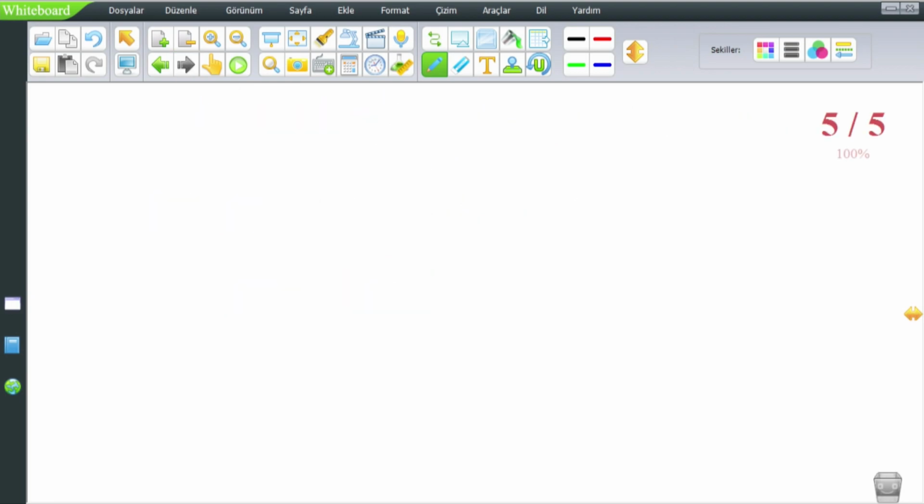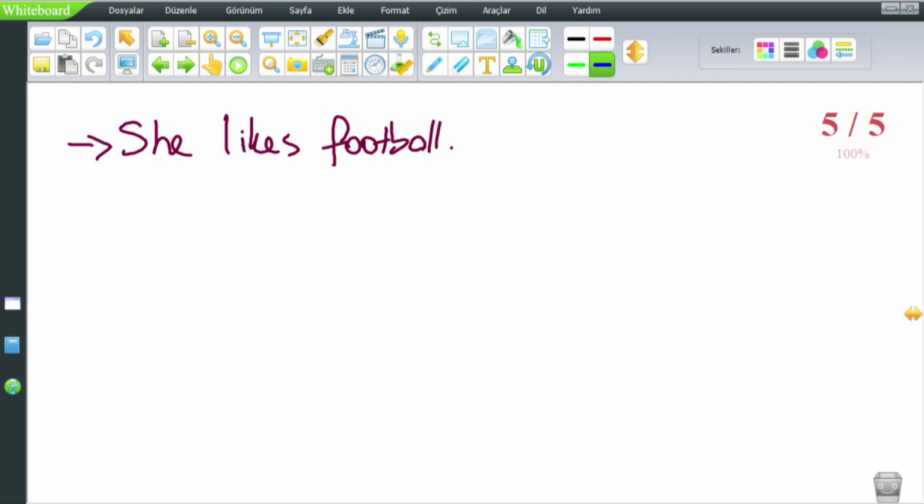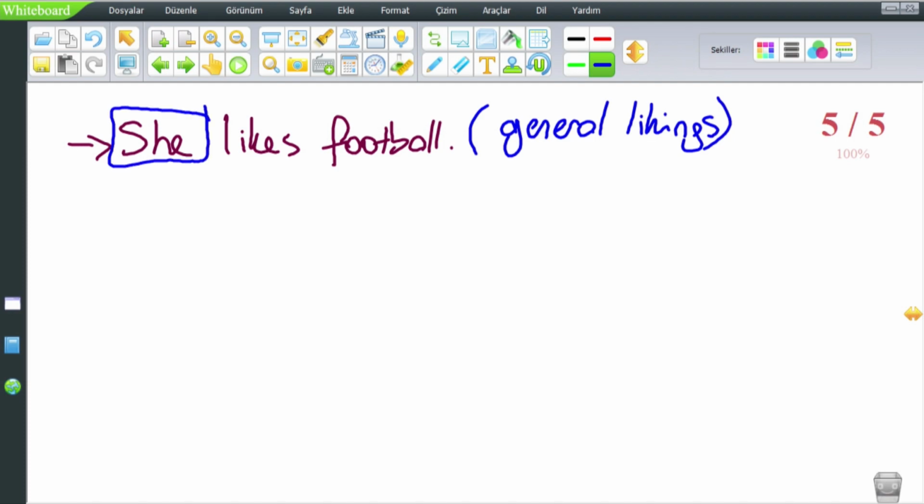So let's start giving examples. She likes football. In this sentence, we're talking about general likings. That's why we used present simple as the tense of the sentence. And since my subject of the sentence is she, I added s at the end of the verb.